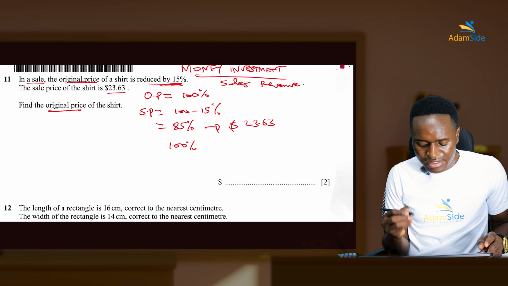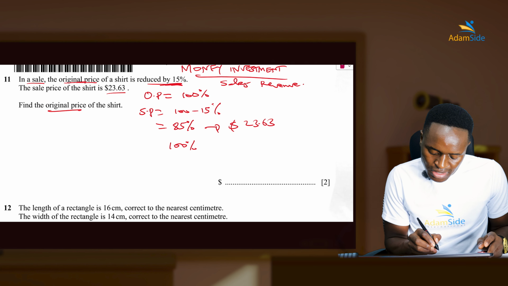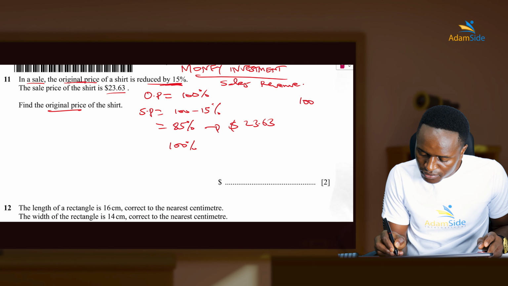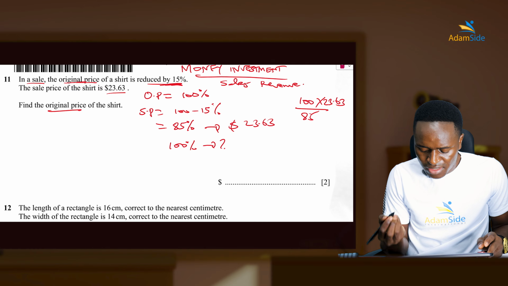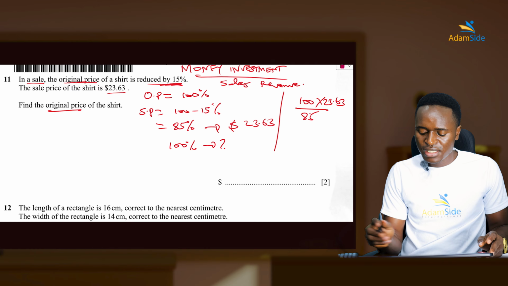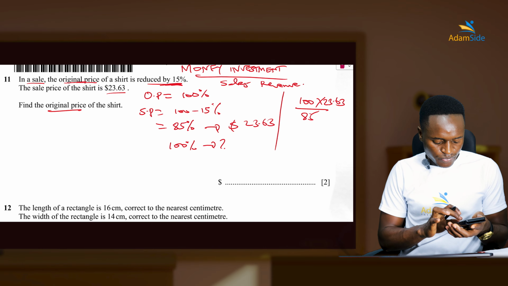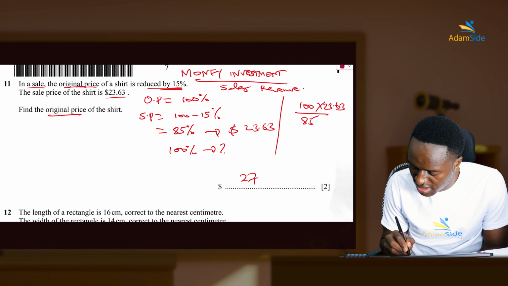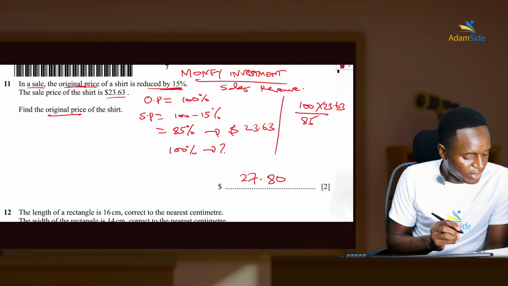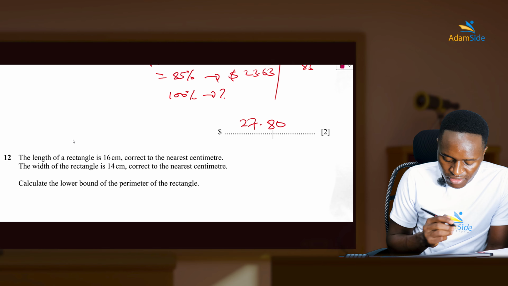So find the original price. That's what they're looking for. So you just say 100 times 23.63 over 85. You get your actual answer. That's what you do. If you do that, 100 times 23.63 divided by 85, you get $27.80. Correct.